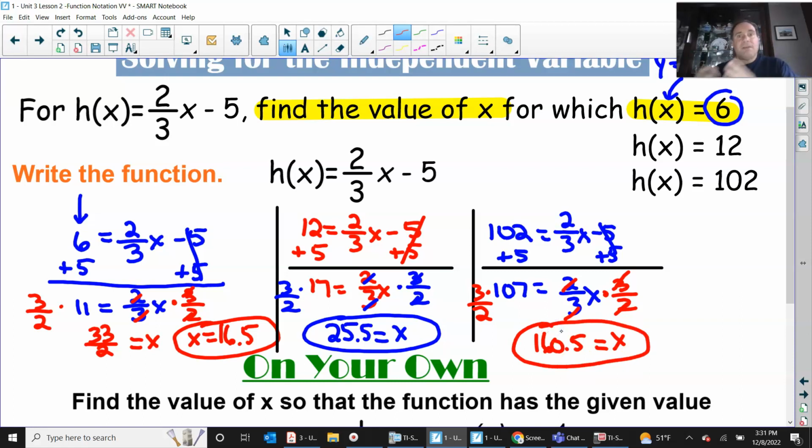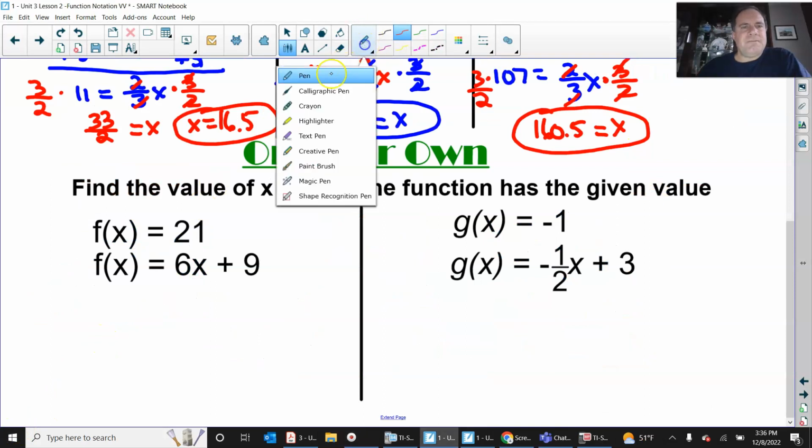Just remember, when you have to solve for the x, they're going to give you what the y is every single time here. Whatever is inside the parentheses, that's what you substitute in for x. If you're given h of x equals 6, that is the y. That's the output. They want you to find the input.